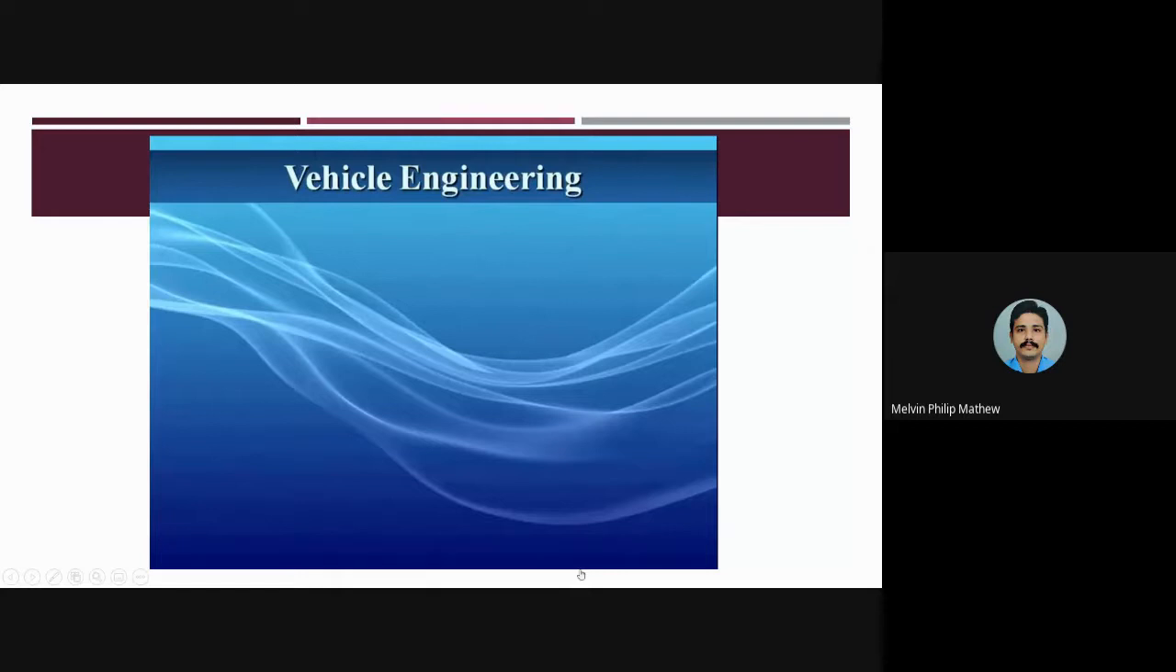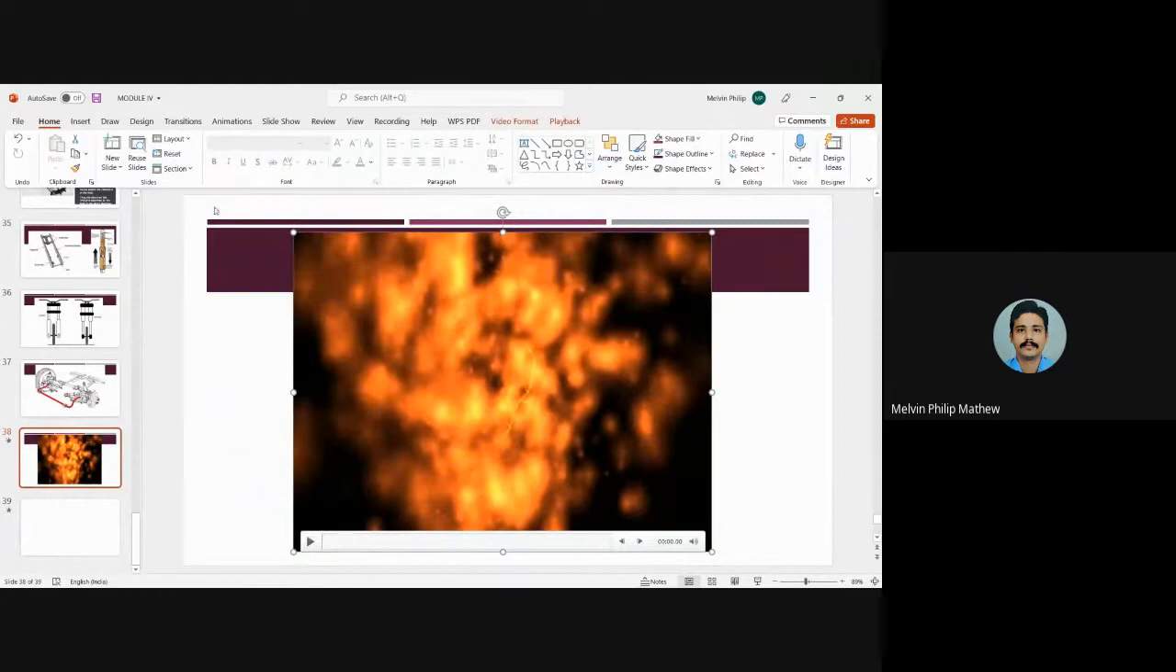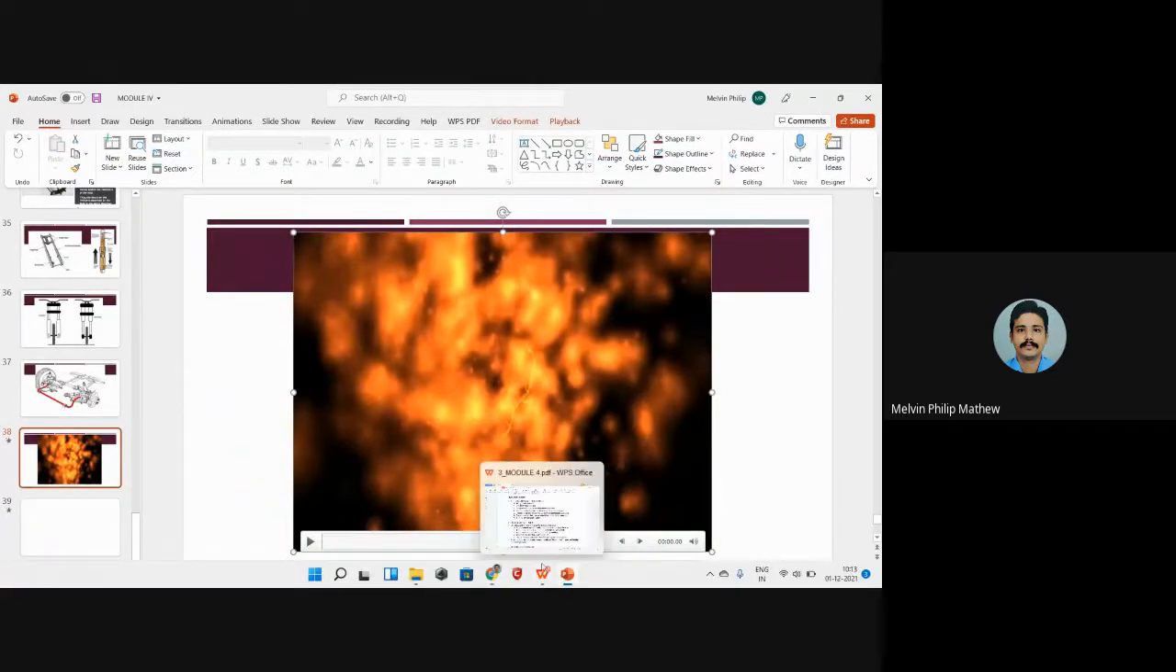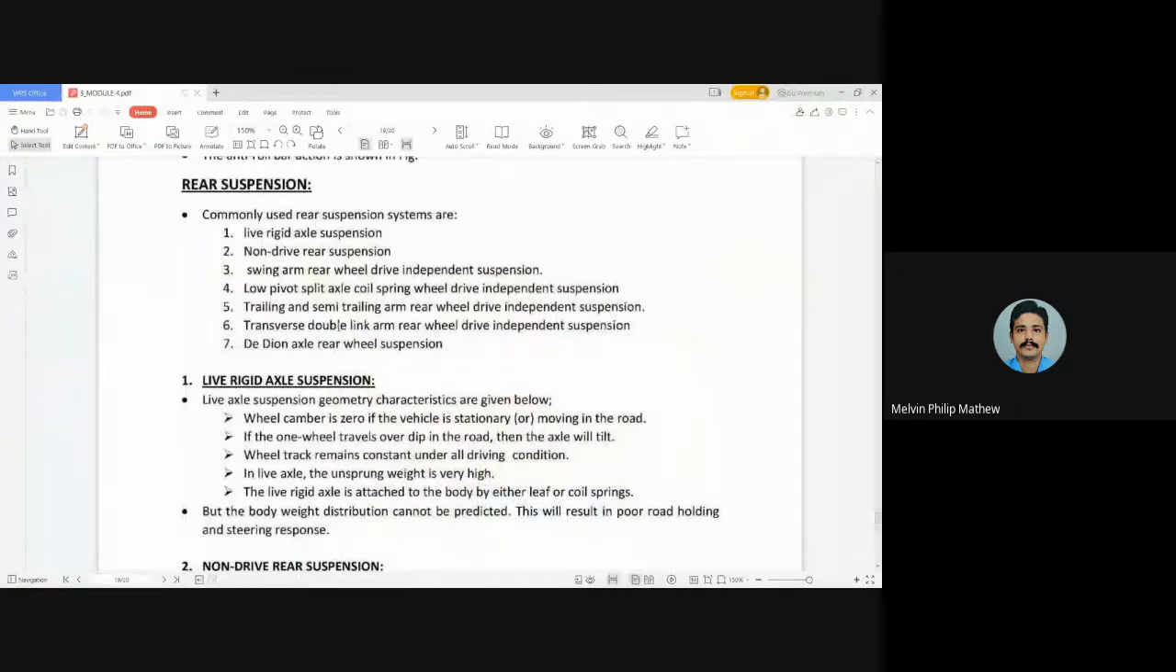Okay, that is the end of that video. So those are the basic components of a suspension. And now we are going to look at the various rear suspensions that are used. They will be used in the rear axle, and they are used basically in the rear. So that is why it is known as rear suspensions.